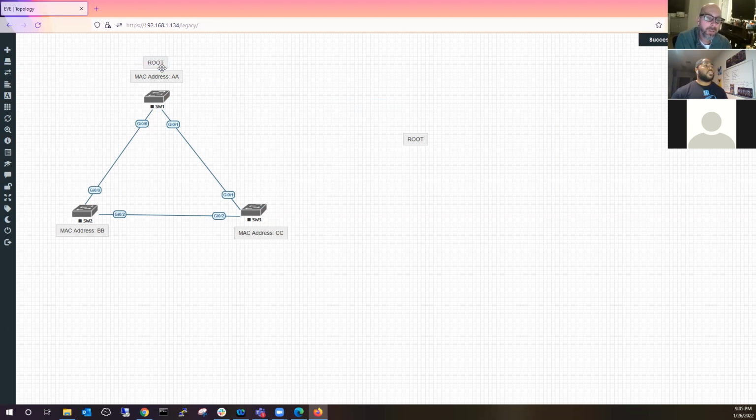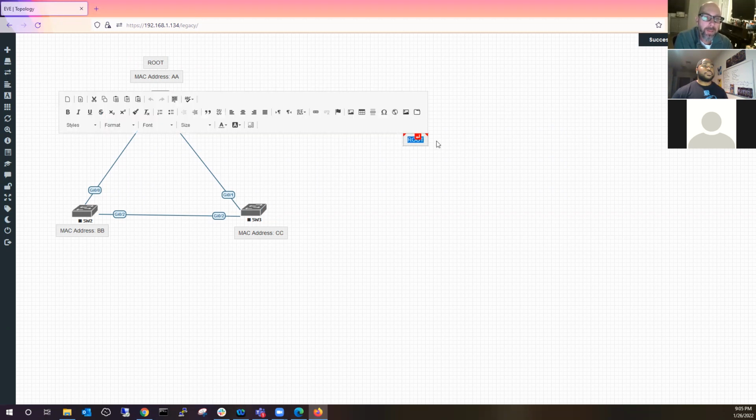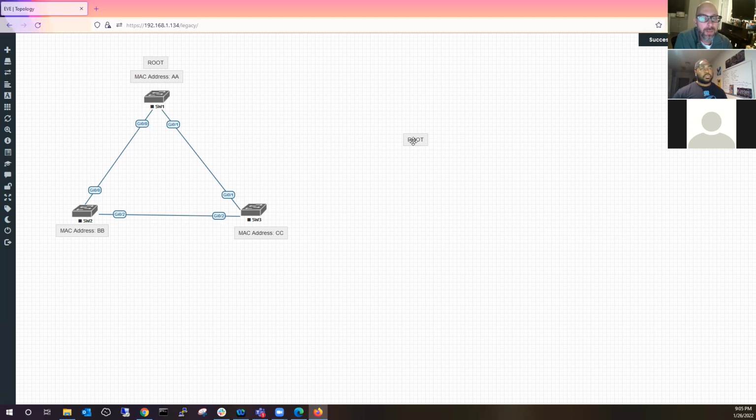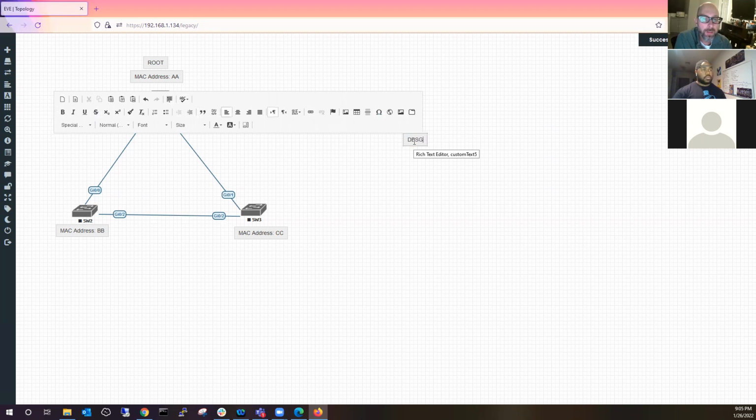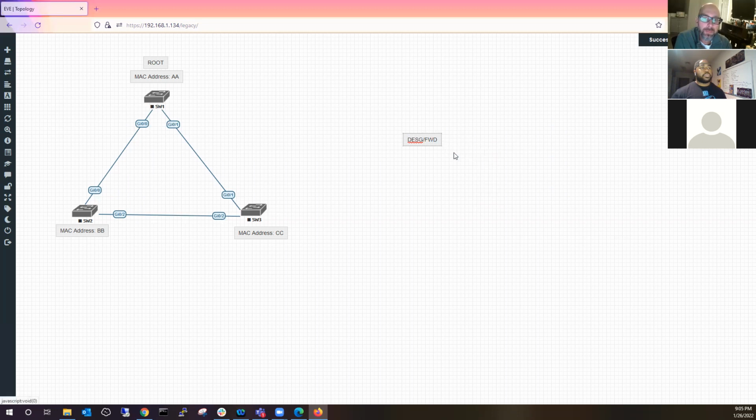That's what I was looking for. All right. Now what are we doing next? Now we're going to set its ports to designated and forwarding. Why? Because these ports are priority and they have to stay open in order to empower the root bridge. Okay. What about the other switches? What are we doing with those?